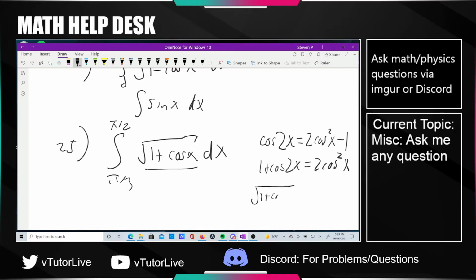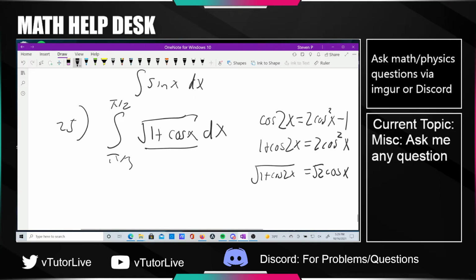So this 1 plus cosine of 2x is equal to rad 2 times cosine of x. Okay, and instead of 2x and x, now we use x and x over 2. So rad of 1 plus cosine x is equal to rad 2 cosine x over 2, right? Not so bad. So this just turns into the integral of rad 2 cosine of x over 2 dx from pi over 3 to pi over 2, right? Hopefully you're seeing the gist.